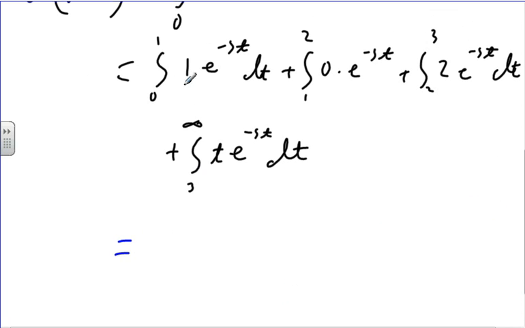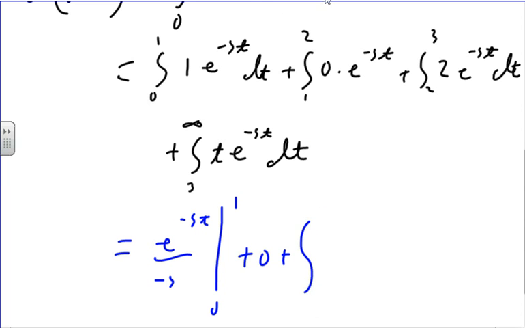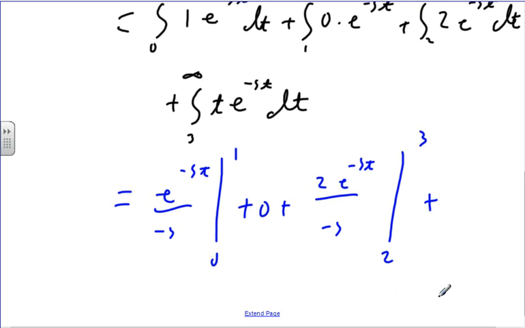All right, so I've got e to the minus st divided by minus s evaluated at 0 and 1, plus 0, plus the integral, plus 2 e to the minus st over minus s evaluated 2 to 3, plus the integral from 0 to infinity of t e to the minus st dt.